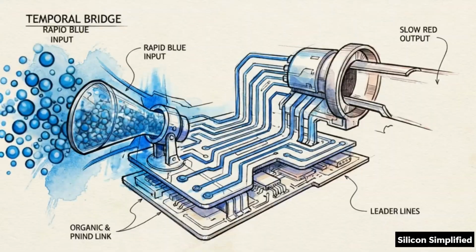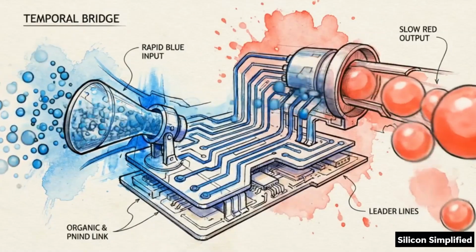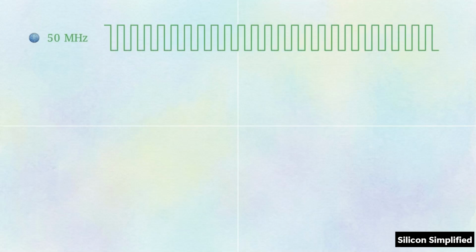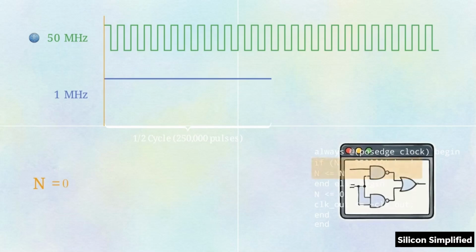Counters are not strictly for numerical sequencing. They are frequently used as temporal bridges between different hardware domains. This diagram shows a common engineering problem. A central processor running on a dense 50 MHz clock needs to interface with a peripheral requiring a slow 1 MHz clock. The 50 MHz signal completes 50 million cycles per second. That means exactly 250,000 fast pulses occur in just half the period of the slow 1 MHz signal.